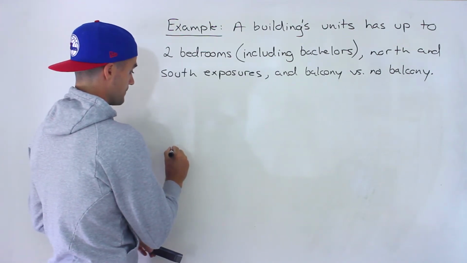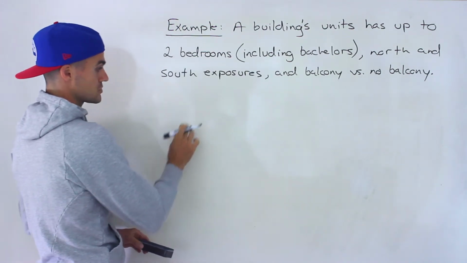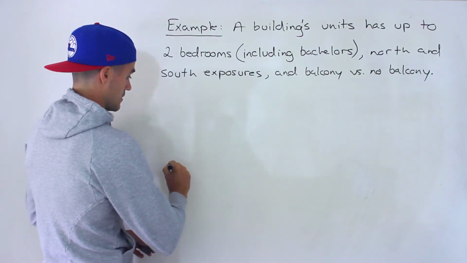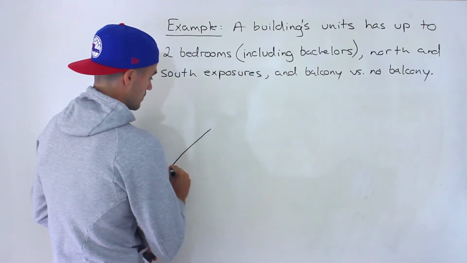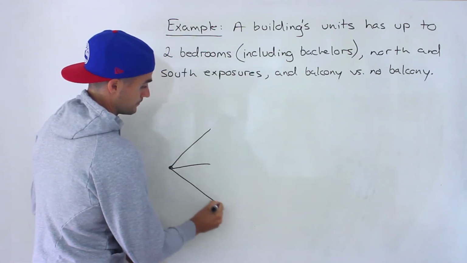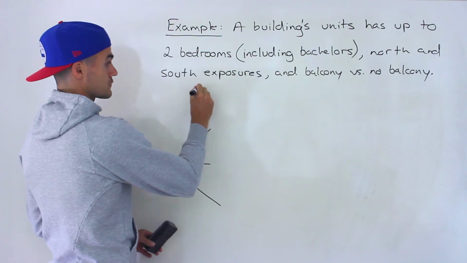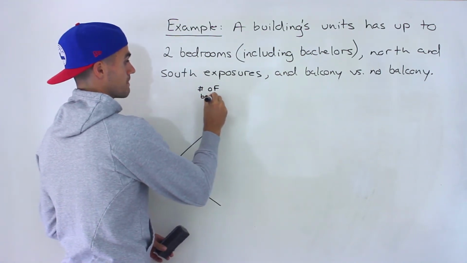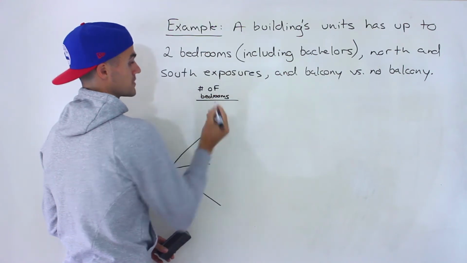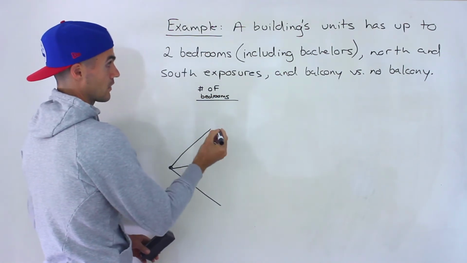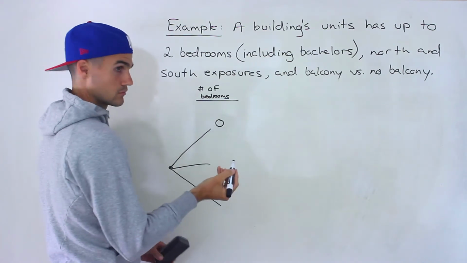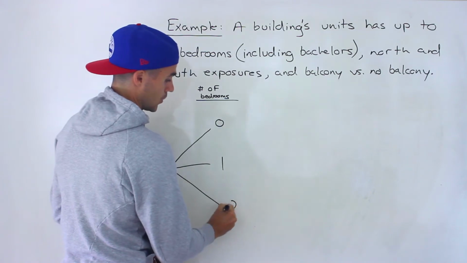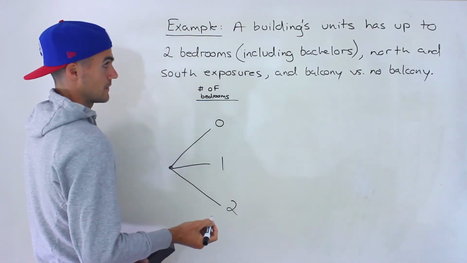So notice that if we make the first branch of the tree, let's maybe start down here, this first branch is going to be the number of bedrooms. What are the possibilities here? Well, we can either have 0 bedrooms, which is a bachelor. We could have 1 bedroom or 2 bedrooms, like that.